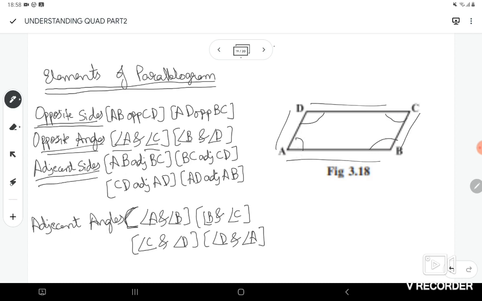Now adjacent angles: angle A is adjacent to angle B, and angle B is adjacent to angle C. Angle C is adjacent to angle D, and angle D is adjacent to angle A. Now adjacent sides: AB is adjacent to BC, BC is adjacent to CD, CD is adjacent to AD or DA.